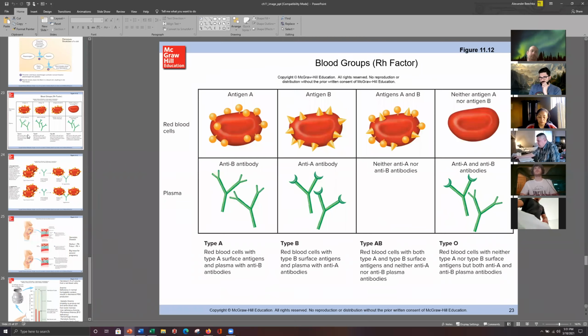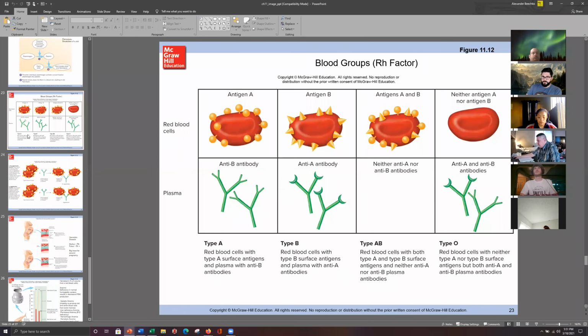So blood types. Blood types typically fall into 4 different categories, and these are those categories. There's actually a 5th one that I learned about recently. It's super, super rare. It's called Rh null blood type.